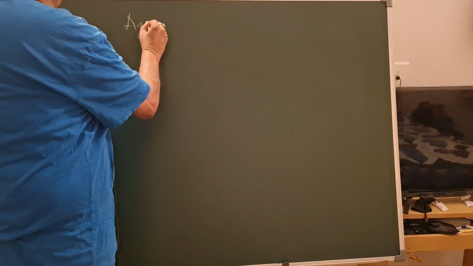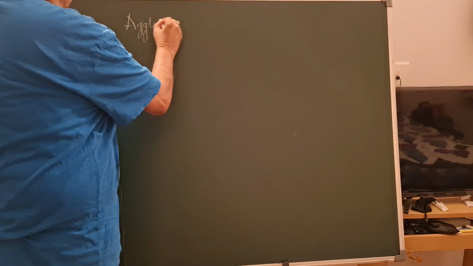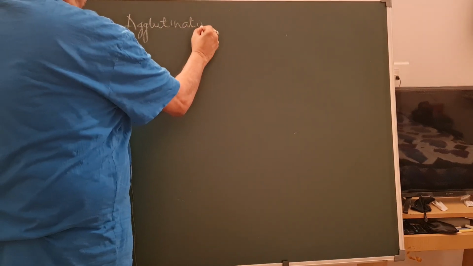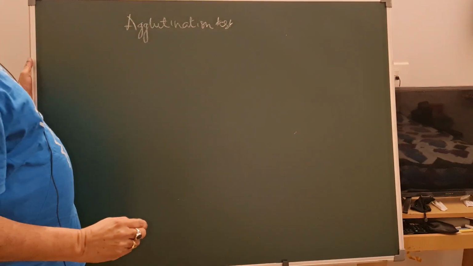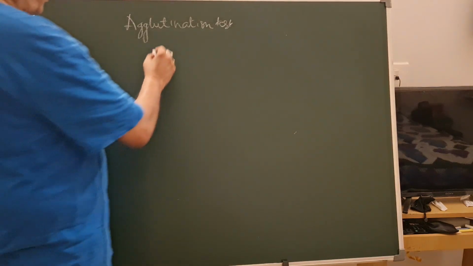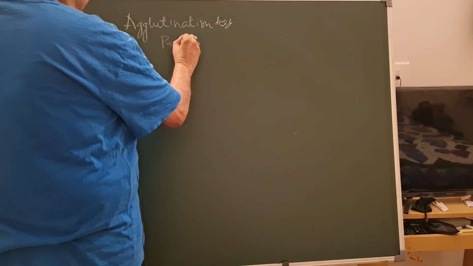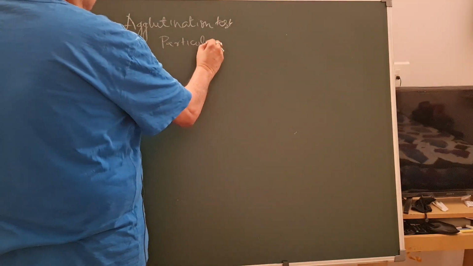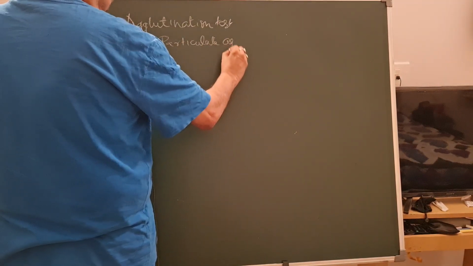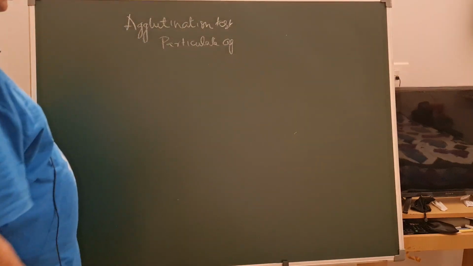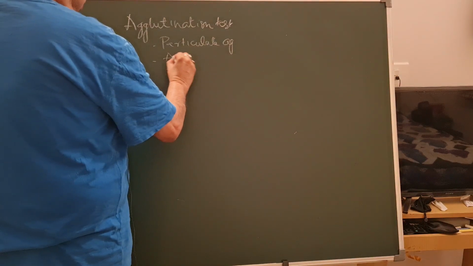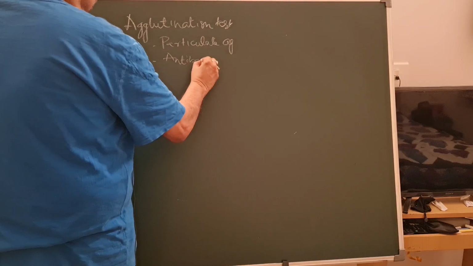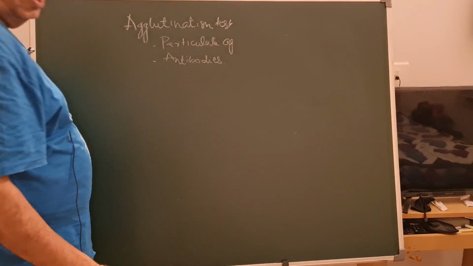Today I'll talk about agglutination test. What is agglutination test? It is when an antigen-antibody reaction occurs with a particulate antigen. Please remember, particulate antigen, whereas in precipitation test, it is a soluble antigen. And agglutination is good in detecting antibodies.